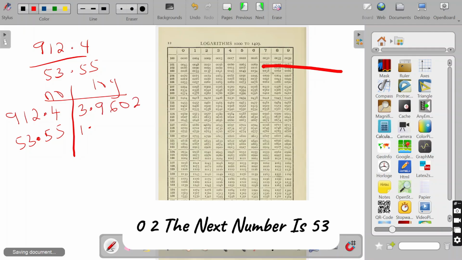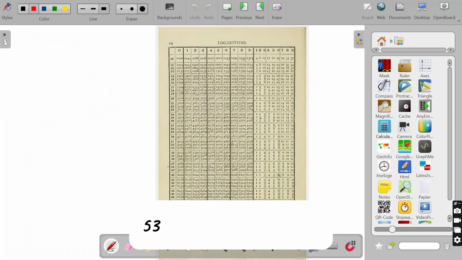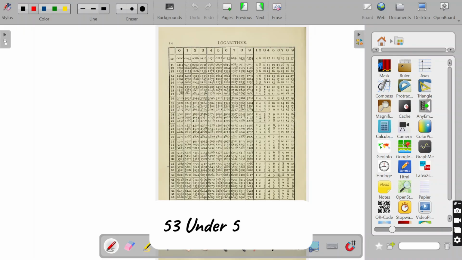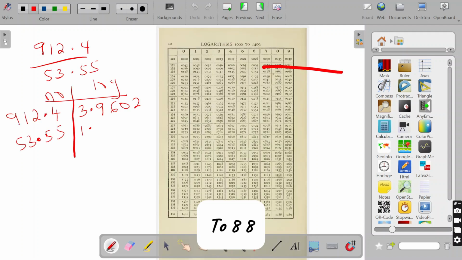The next number is 53 under 5, difference 5. Look at the fifth column. 53 under 5 is 7284, and difference 5 is 4. So 7284 plus 4, that will be 7288.